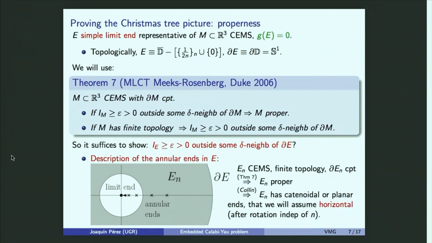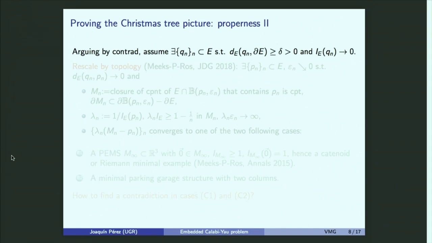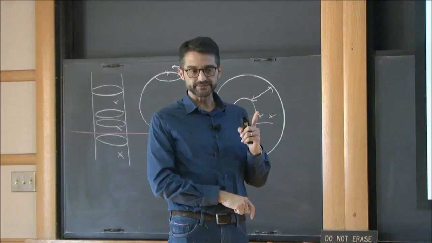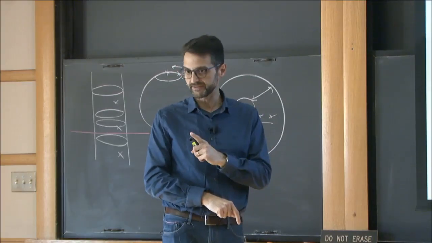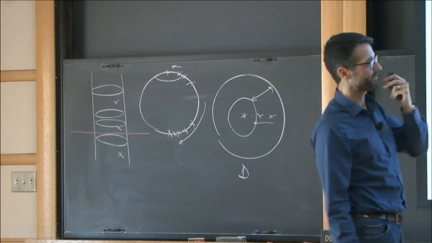And since it is proper, by Collin, these ends are catenoidal or planar. That by embeddedness, I can rotate the surface so that they're graphical over their projection on the horizontal plane. Okay? And I can do this for any n. Of course, because of embeddedness of the whole surface, I don't lose the, say, verticality or the direction. So it's the same forever. Okay? Good. Now we are going to argue by contradiction. Remember that I want to show that the injectivity radius is bigger than some epsilon, bigger than 0 outside of some neighborhood of the boundary. So suppose not.